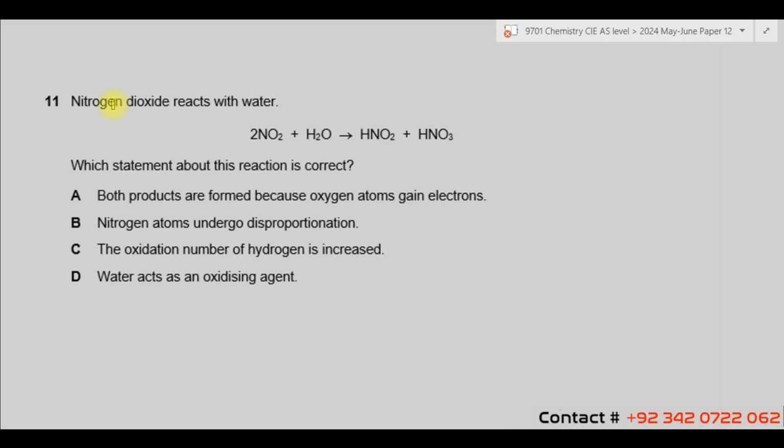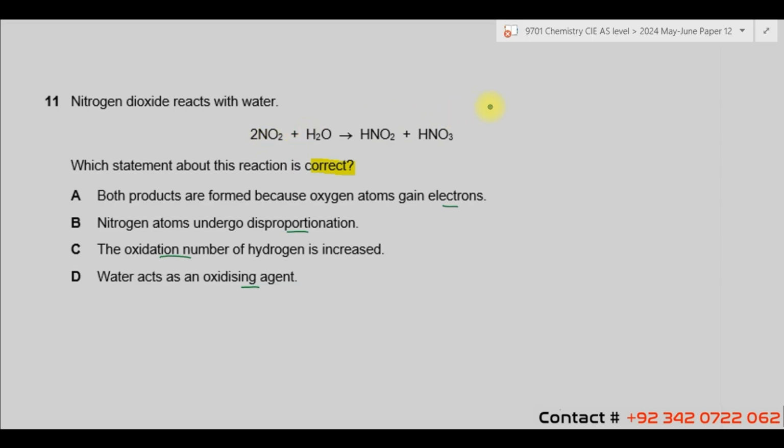Question 11. Nitrogen dioxide reacts with water. It forms HNO2 and HNO3. Which statement about this reaction is correct? We have to find: both products are formed because oxygen atoms gain electrons; nitrogen atoms undergo disproportionation; oxidation number of hydrogen is increased; water acts as an oxidizing agent. So to solve this, let's find out the oxidation number of each element.